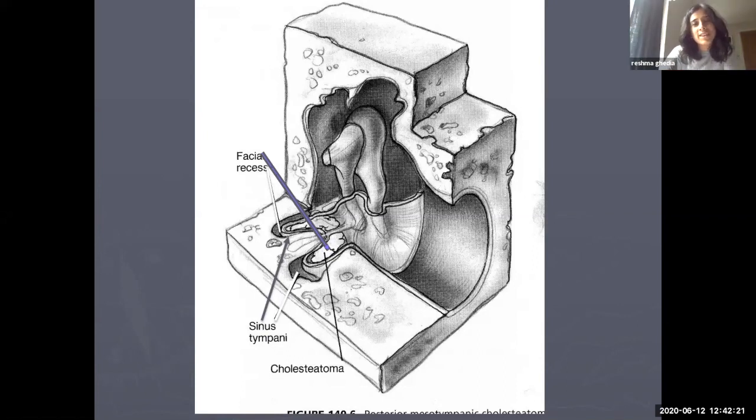Would you perform an ossiculoplasty during the primary cholesteatoma surgery? How would you decide that? Yeah, the answer to that is yes. We'll come on to talk about that. Okay.